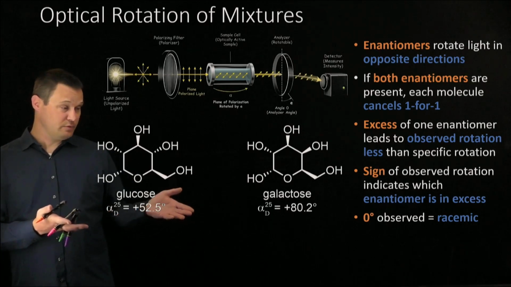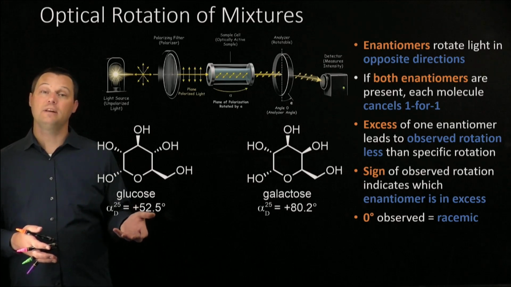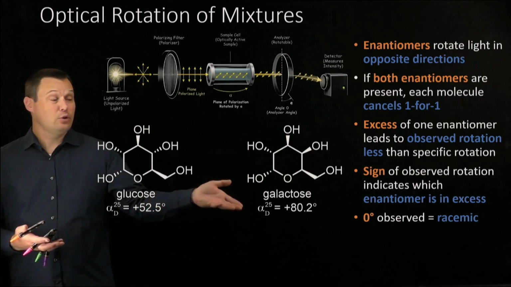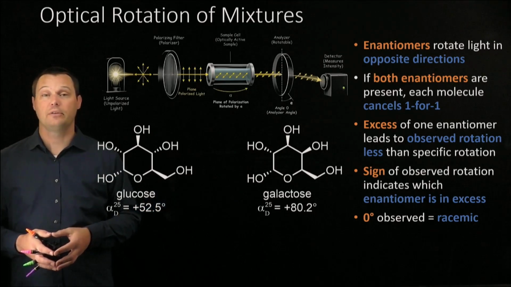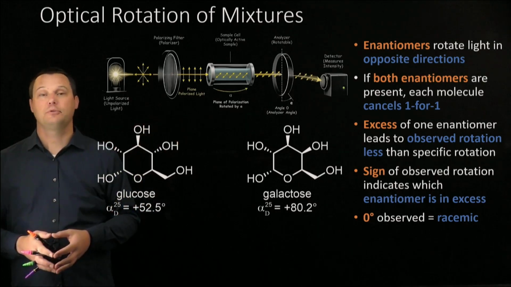Look at these two molecules. They're both positive optical rotations. If I know the specific rotation of one diastereomer, I cannot conclude anything about the optical rotation of another diastereomer. So be careful with diastereomers. They are outside the scope of the optical rotation discussion.